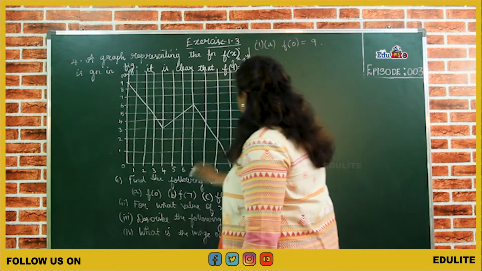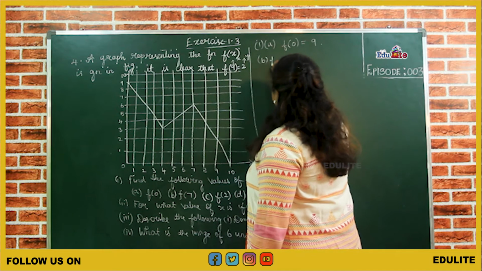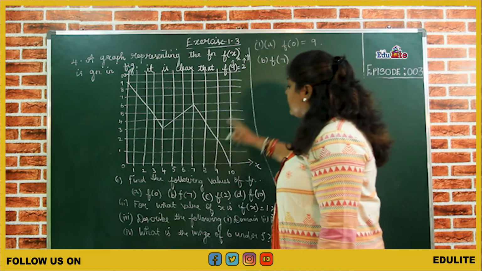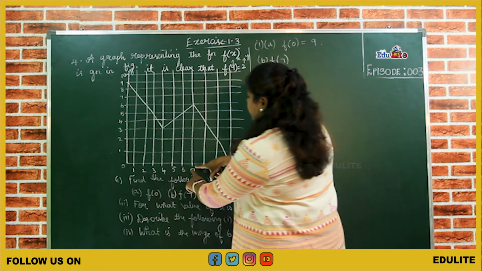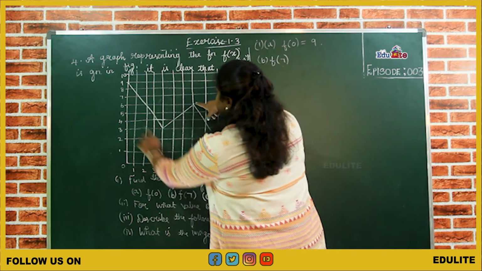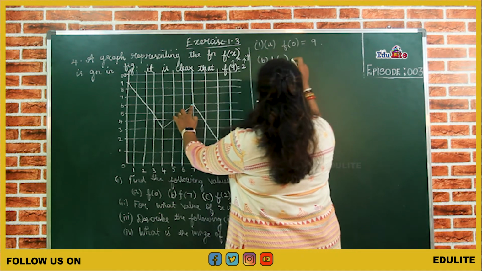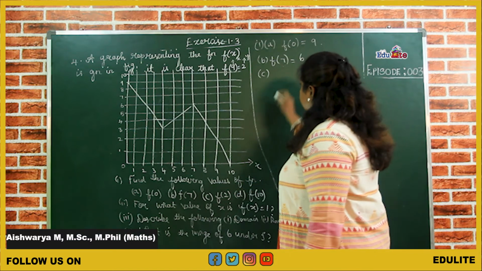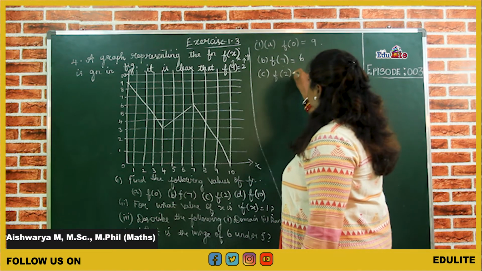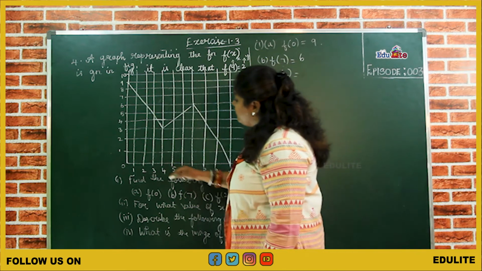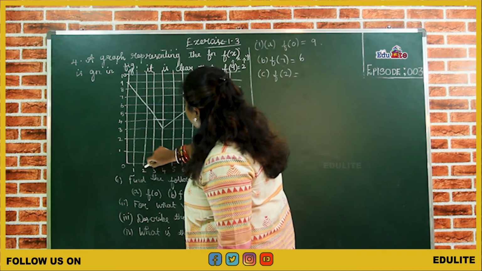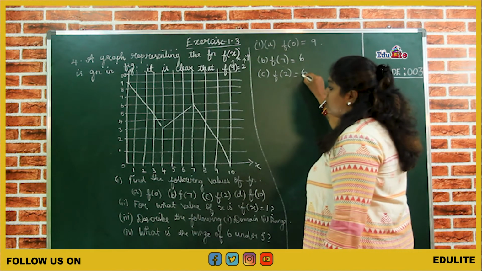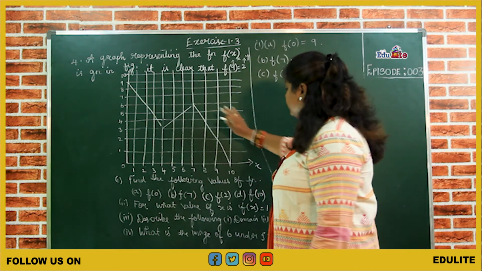Next, in the second option, we have to find f of 7. Again, 7 represents the value of x. When x is 7, the value of y is 6 according to the graph. So f of 7 is equal to 6. In the next subdivision, we have to find f of 2, where the value of x is 2. When x is 2, the value of y is 6. Therefore, f of 2 is also equal to 6 according to the given graph.